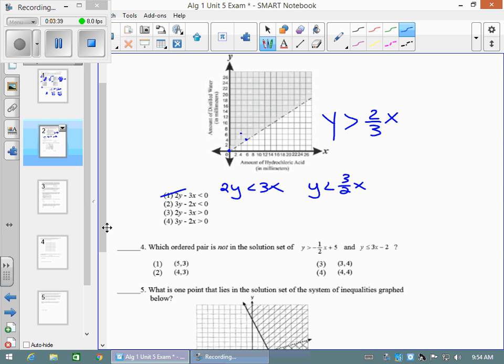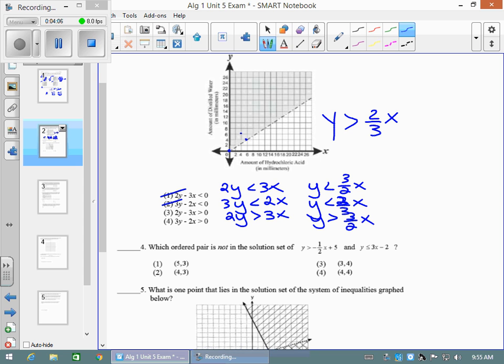Choice 2, I have 3y is less than positive 2x. Divide by 3, y is less than 2 over 3x. Again, I am looking for 2 over 3x, but I'm looking for y is greater than. So that's not true. Choice 3, 2y is greater than 3x when I add the 3x over. Now I'm dividing by 2, and I get y is greater than 3 over 2x.